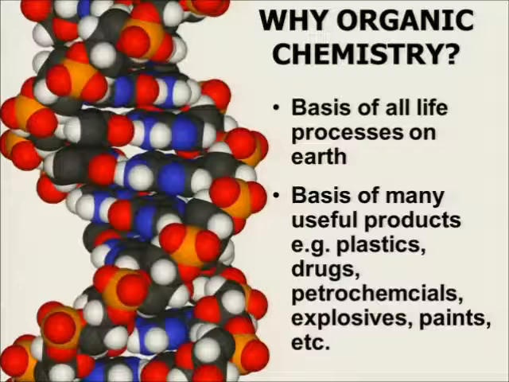And then the petrochemicals, this is the petrol, the diesel that we are using to drive our cars, the explosives that we are using to extract minerals from the ground, the paint. These are the ones that we are using to make our houses look beautiful, and so on. So there are so many products that we are using that are made from organic chemistry.